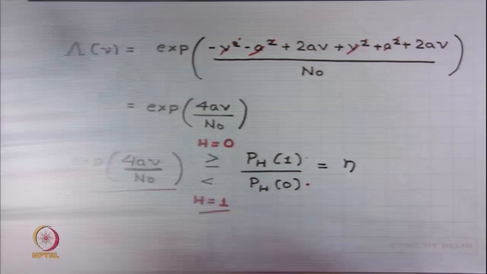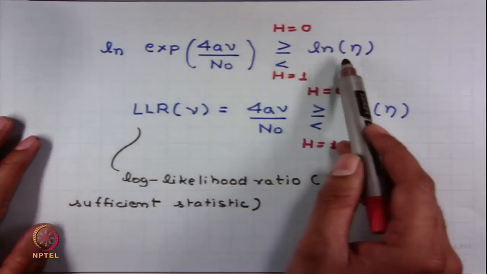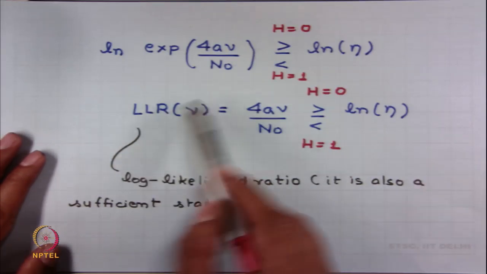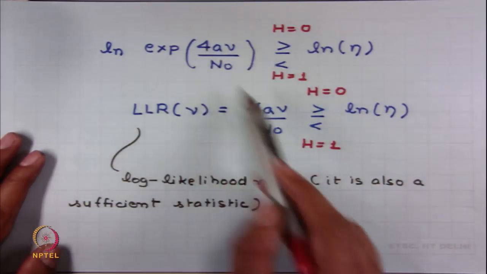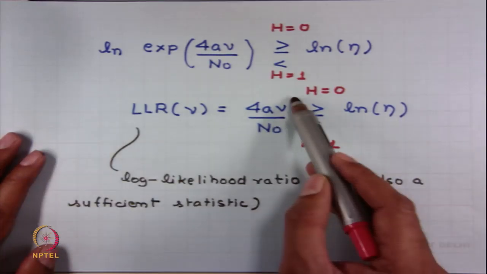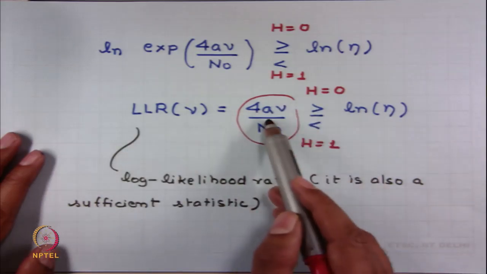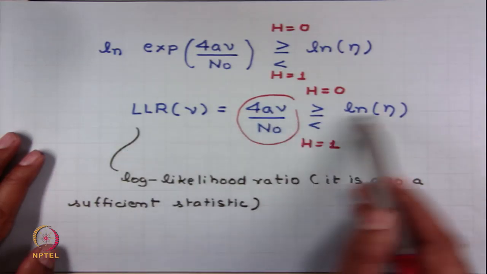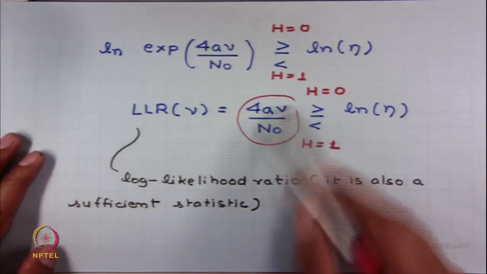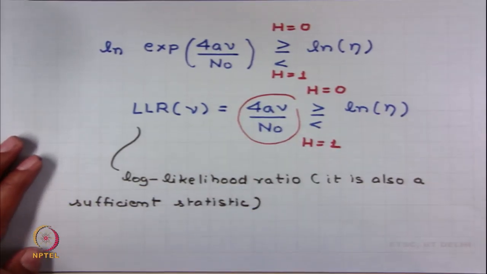We can also think of this in terms of the log likelihood ratio. So, we take log on both sides, log to the base e or natural log on both sides. We get the log likelihood ratio as simply 4AV by N naught, and this is compared with ln eta. If it finds that this log likelihood ratio is greater than this, then it chooses hypothesis 0, and if the log likelihood ratio is less than ln eta, it chooses hypothesis 1.